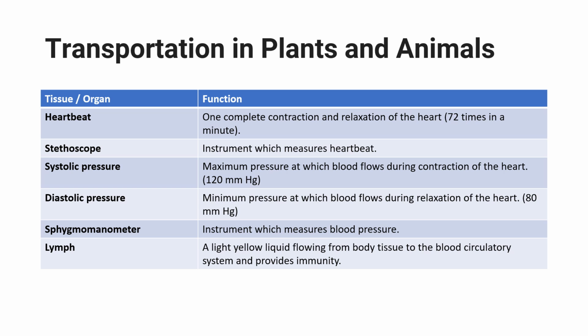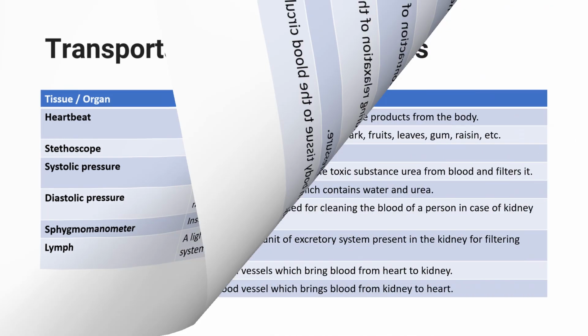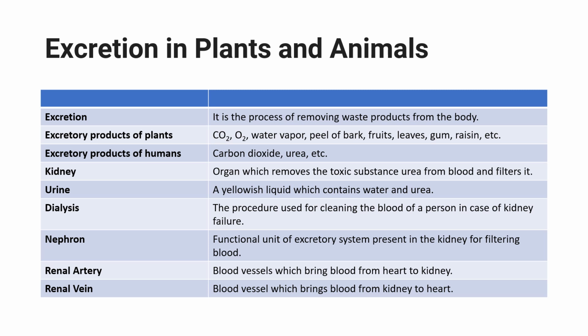Lymph, a light yellow liquid flowing from body tissue to the blood circulatory system and provides immunity, is called lymph. Excretion, it is the process of removing waste products from the body. Excretory product of plants: carbon dioxide, oxygen, water vapor, peel of bark, fruits, leaves, gum, resin, etc.